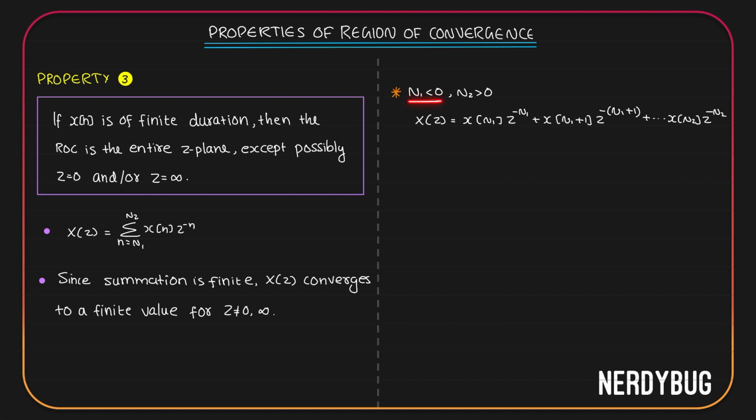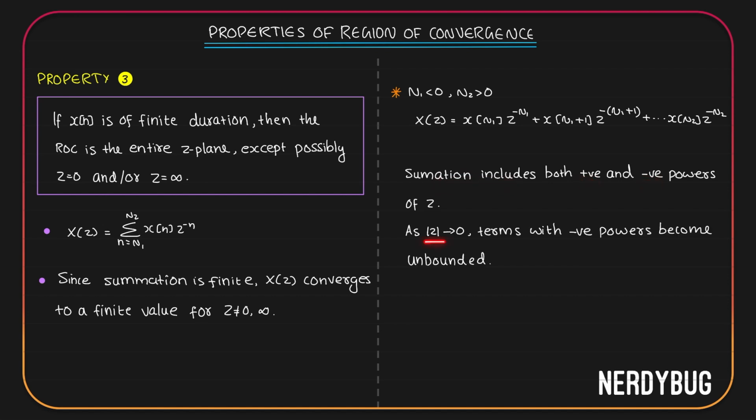Since we are taking n1 to be negative and n2 to be positive, the summation will include both positive and negative powers of z. When n is negative, z raised to minus n will have a positive power. When n is positive, z raised to minus n will have a negative power. So the summation is going to include both positive and negative powers.